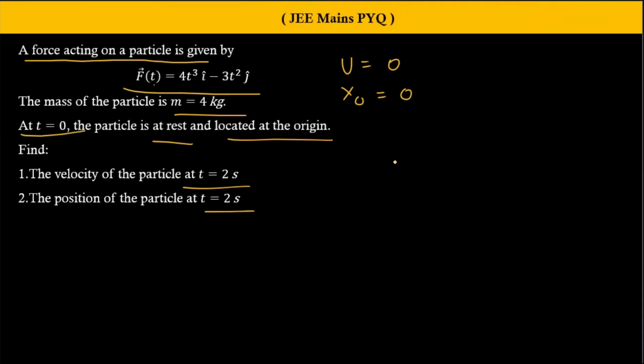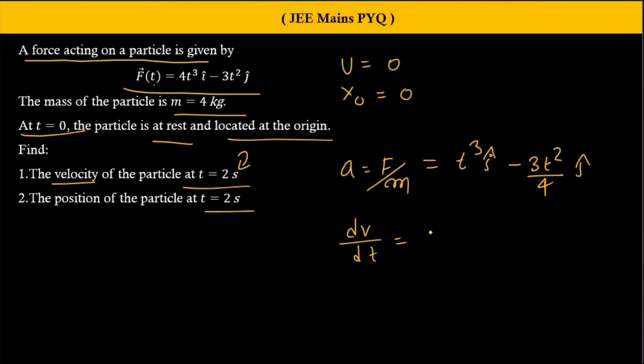So from here you can find the acceleration. If you write acceleration, you will write force by mass. Force is this, mass is 4 kg, so that will become t q I cap minus 3t² by 4 j cap. This is acceleration as a function of time. To calculate velocity as a function of time, because you have to calculate velocity at t equal to 2 seconds, simply write a as dv by dt.